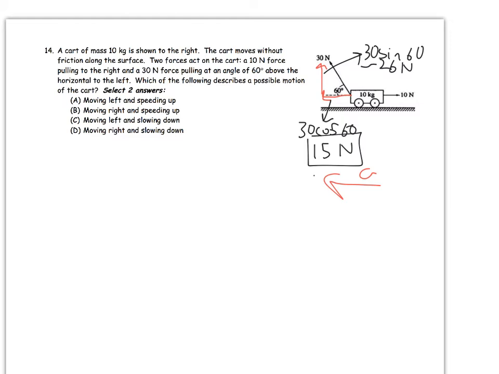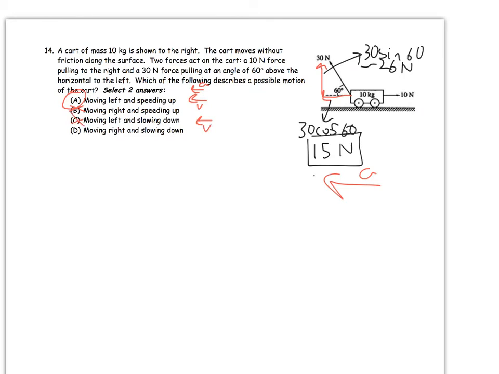So this first one, moving to the left and speeding up, that's going to mean that both my velocity and my acceleration are going to the left, and that's what I have, so that's a possible scenario. Moving to the right and speeding up, they would both be going right, so B is not a scenario. Moving to the left and slowing down, well, if my velocity is to the left, my acceleration would need to be to the right, so that's not possible.